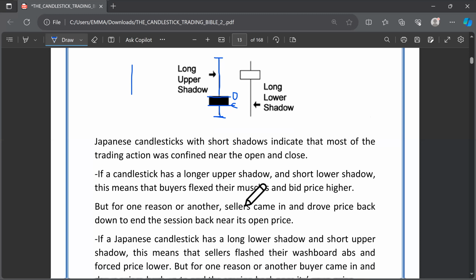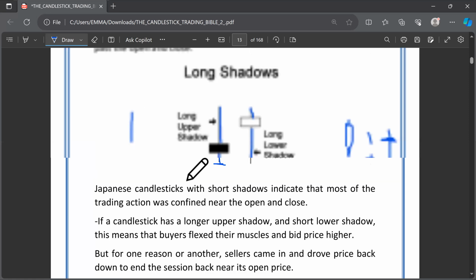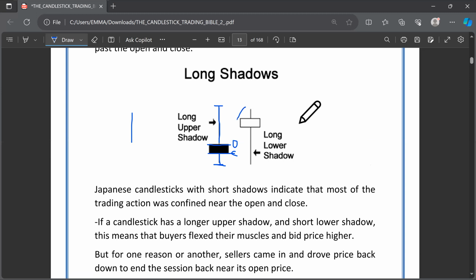Right? So now, if a Japanese candlestick has a long lower shadow and a short upper shadow, this means that sellers flex their muscles and then force price lower. But for one reason or another, buyers came in and then drove price back up to the session back near its open price. So the same thing will be applicable here. It's just one thing and then the opposite of it. So if you really got the explanation here, then I think you will understand this point also.